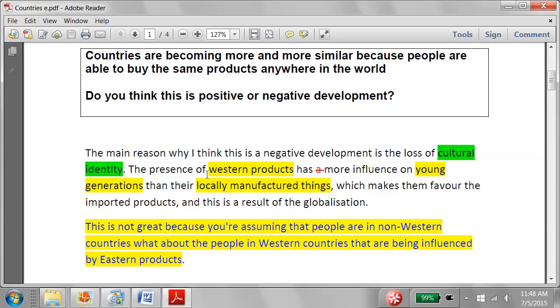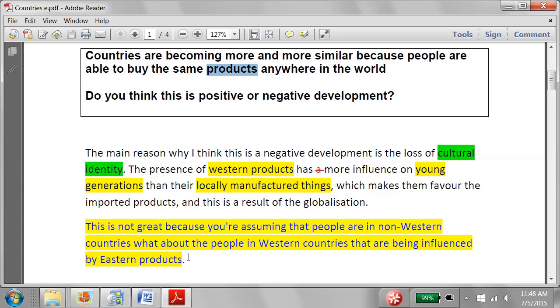Okay, then the presence of Western products. Okay, this is not ideal because it says products, same products anywhere in the world. So we're not only talking about Western products having an influence on people. It's products from all countries. So I give some sort of explanation of this down here. This is not great because you're assuming that people are in non-Western countries, and then I should probably start a new sentence here. What about the people in Western countries that are being influenced by Eastern products? Question mark. Should be a question mark here.